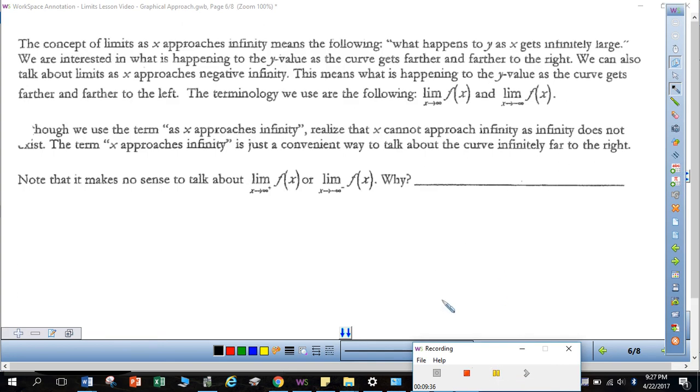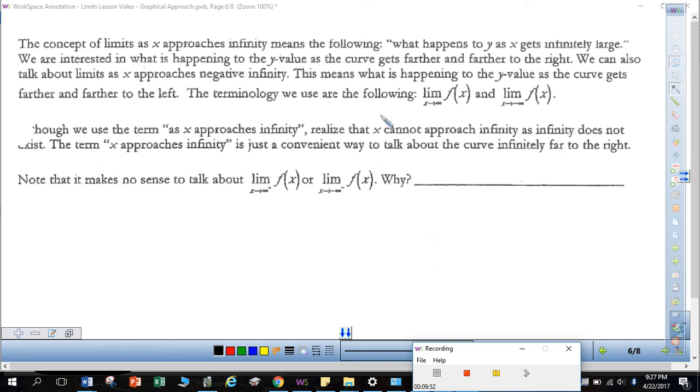Now, the concept of limits as x approaches infinity means the following. What happens to y as x gets infinitely large? We are interested in what is happening to the y value as the curve gets further to the right. We can also talk about limits as x approaches negative infinity. This means what is happening to the y value as the curve gets farther and farther to the left.